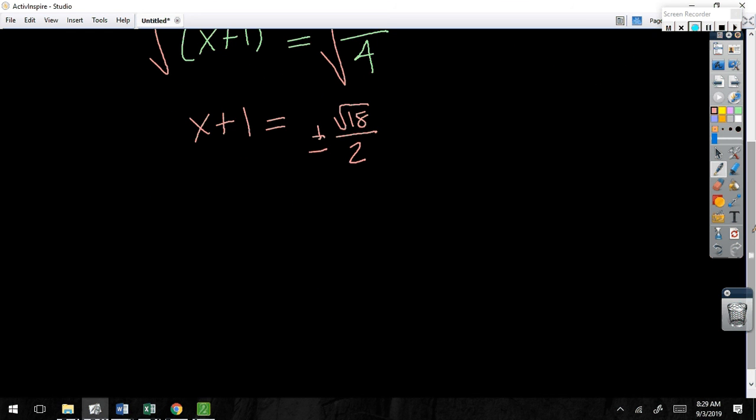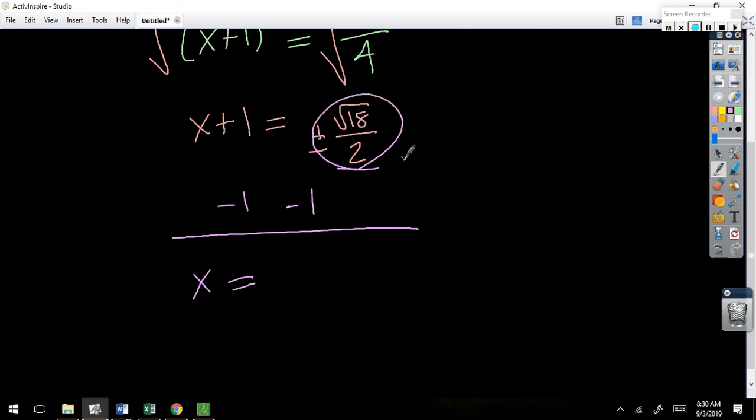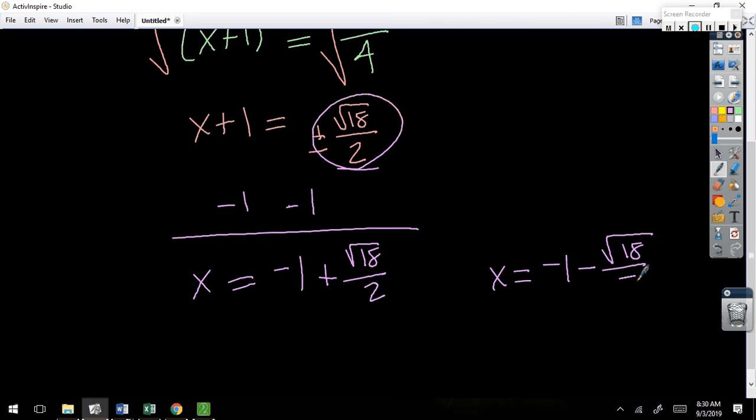Subtract 1. Now, when you subtract 1, I get x equals, because this is not an exact number, I'm not going to simplify it any more than to say negative 1 plus the square root of 18 over 2 and negative 1 minus the square root of 18 over 2. So when I split them, I'm just going to leave them that way.